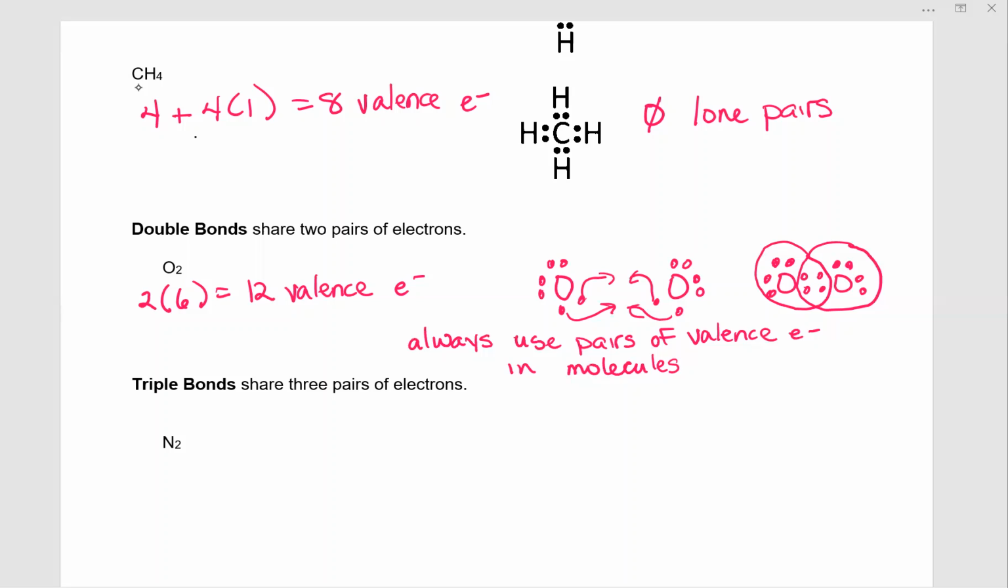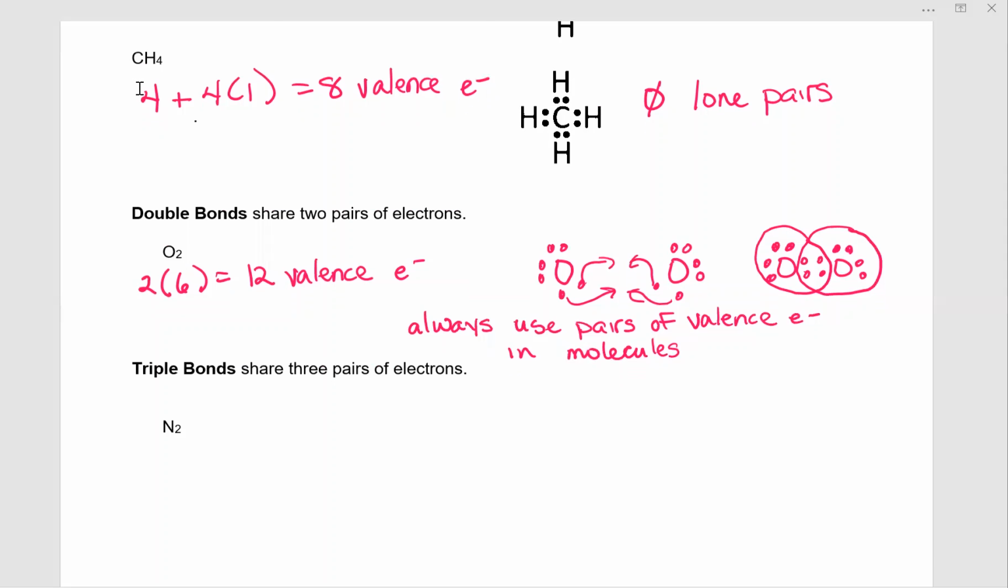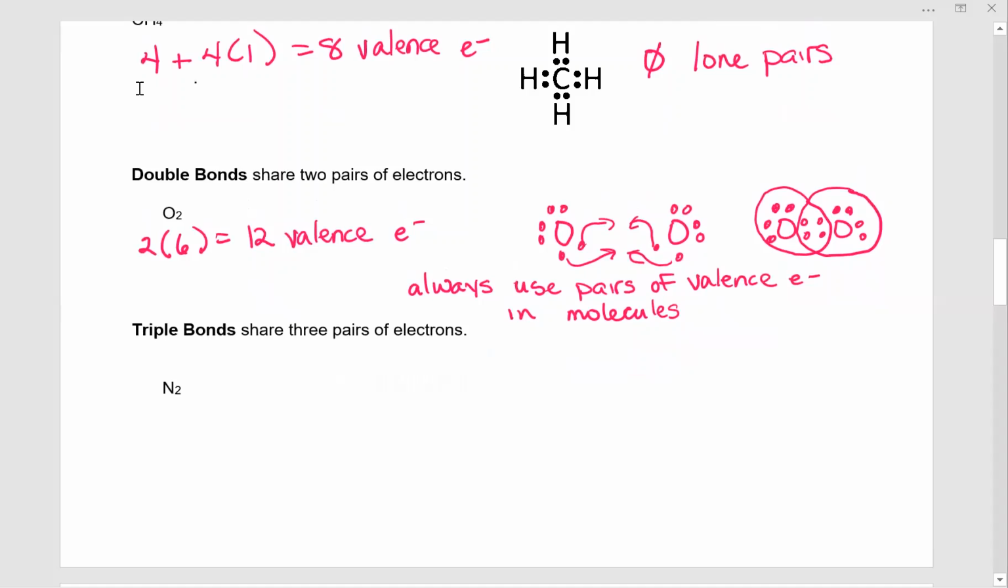Now we're going to do triple bonds. And in this case, we're going to share 3 pairs of electrons. So let's take a look at nitrogen. We're going to count the valence electrons. We have 2 nitrogen. Each nitrogen has 5 valence electrons. That's a total of 10 valence electrons. So somehow 2 nitrogen atoms have to share enough valence electrons that in the molecule they end up with a full octet. So there's the dot diagrams of the elements.